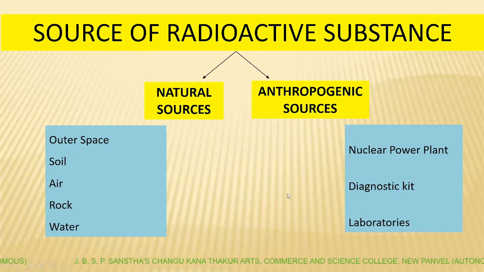Radioactive substances are released from two sources: natural sources and anthropogenic sources. Natural sources means outer space, soil, air, rock, water. And anthropogenic means nuclear power plants, diagnostic kits, laboratories.